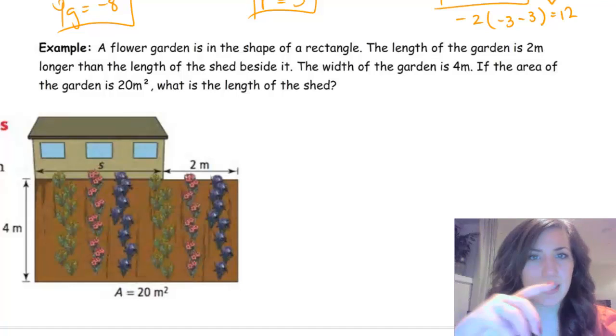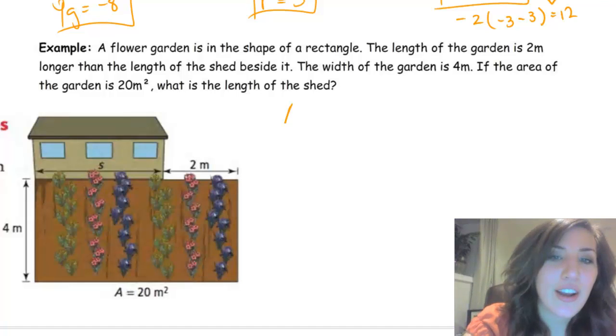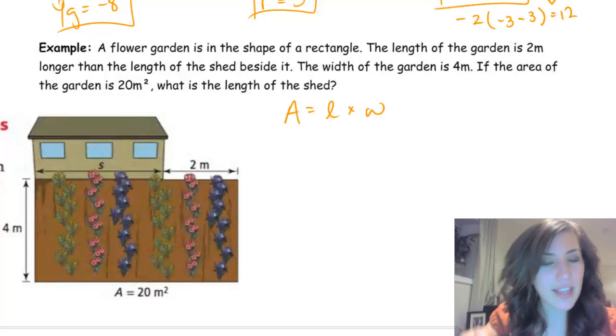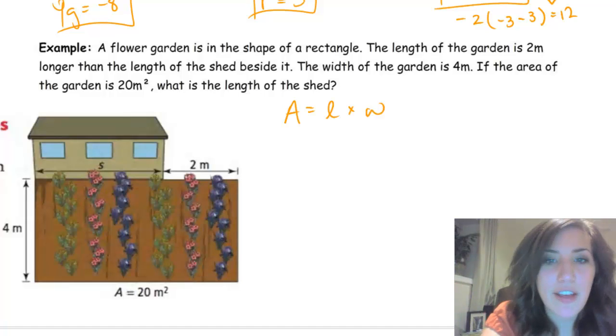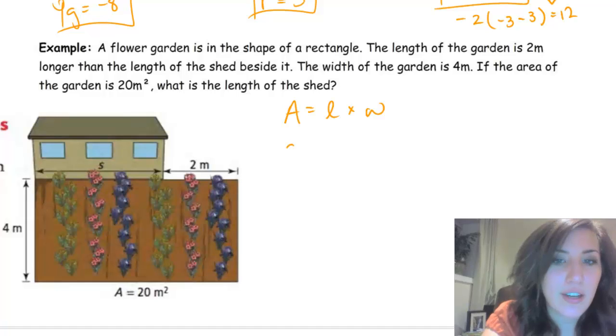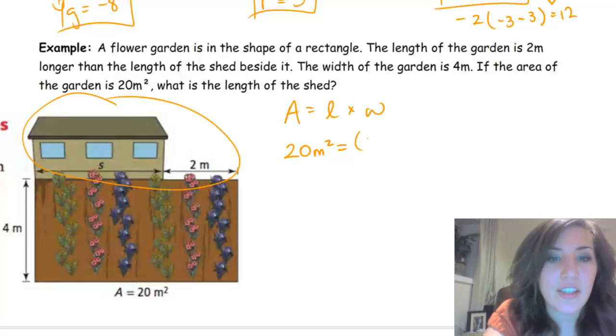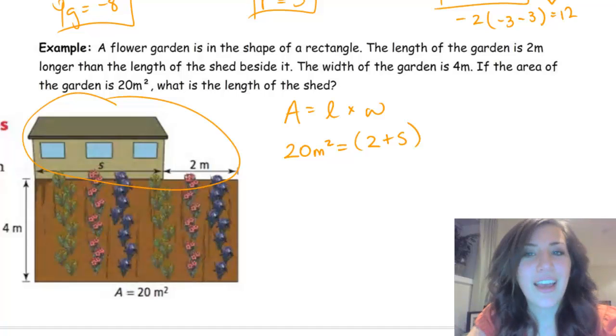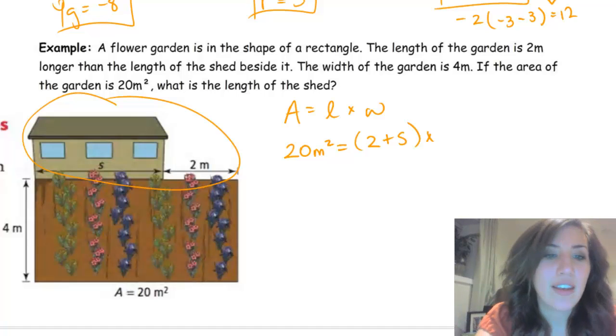So let's go back to something that we already know. We already know that area equals length times width. That's standard. We've done that quite a bit. Let's plug in the values that we know. We know that the area is 20 meters squared. We know that the length is this side, and the length is 2 plus s. And we know that the width is this side, 4.